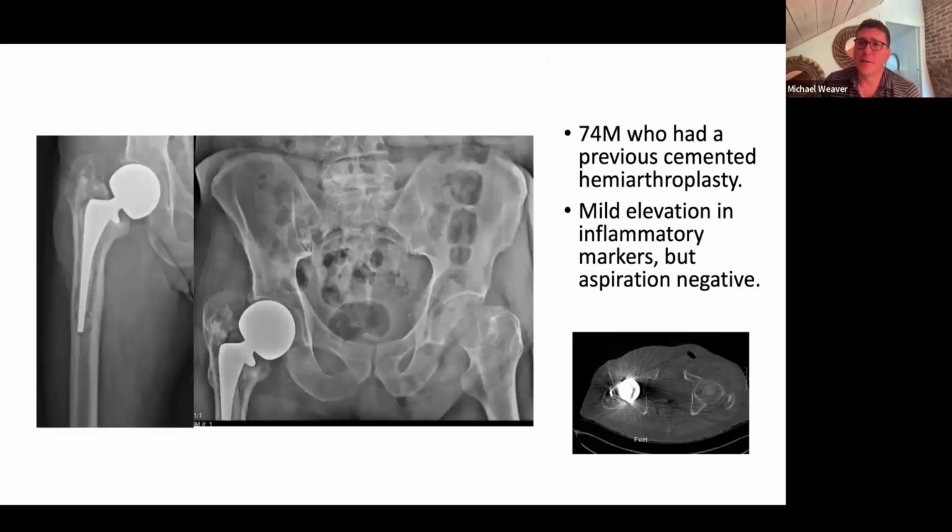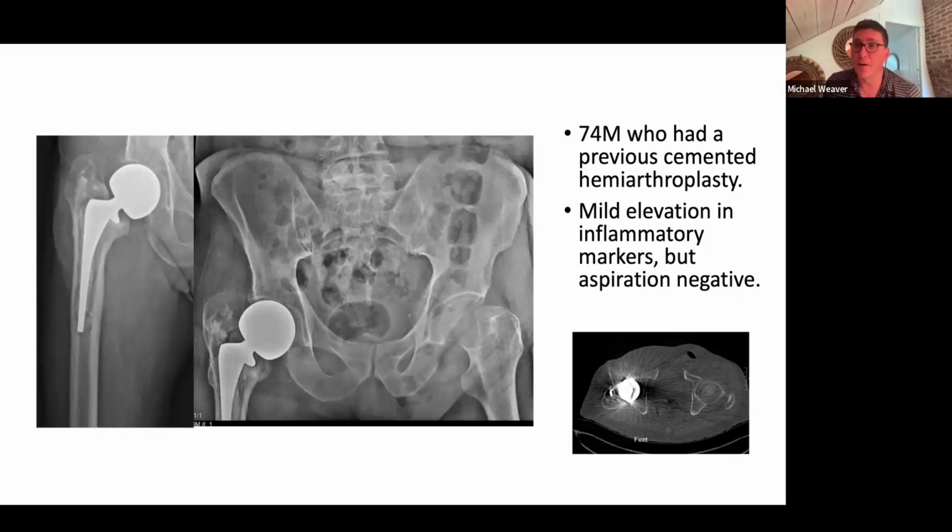Another case of a gentleman, this time with a cemented hemiarthroplasty. Again, I check inflammatory markers on everyone. I just make that a habit. And we do an aspiration, and fortunately that's negative. The cement mantle is broken and subsided. So that's definitely loose. That all needs to go.